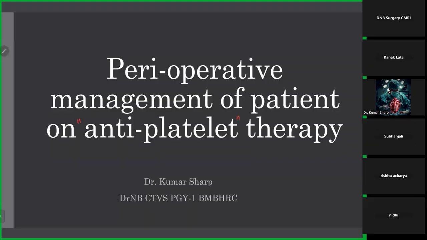The word antiplatelet therapy over here, because we have now two classes of drugs: a patient who is coming with an antiplatelet therapy and a patient who is coming with an anticoagulant therapy. So we have two categories of drugs and we'll discuss both of them.